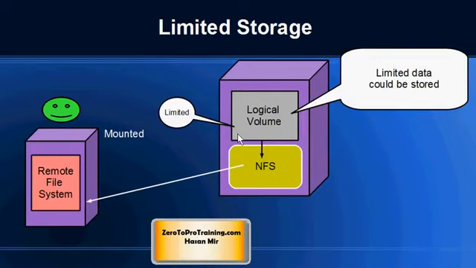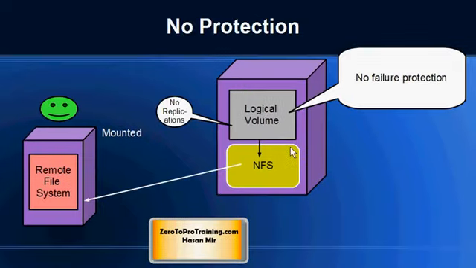So number one limitation is that limited data can be stored, because network file system is going against the local volume, a single volume on a single computer. So obviously the amount of data that could be stored is limited to the capacity the disk has on this machine. The second problem is that there is no protection against hardware failures. If this logical volume goes down, all the machines that were using this volume will lose the connection and all the applications will stop working.